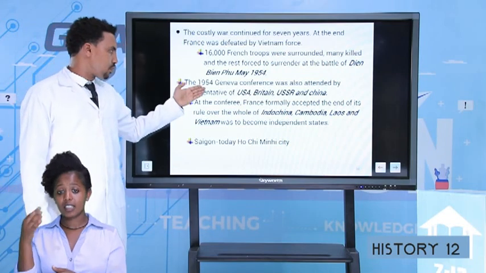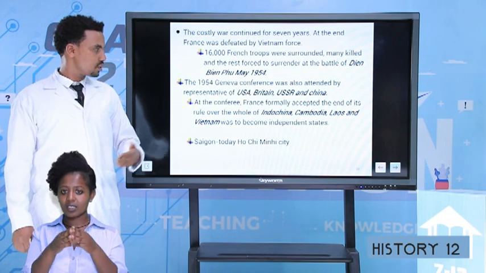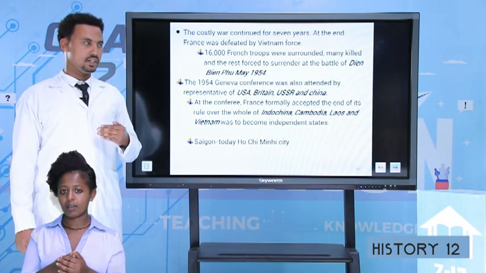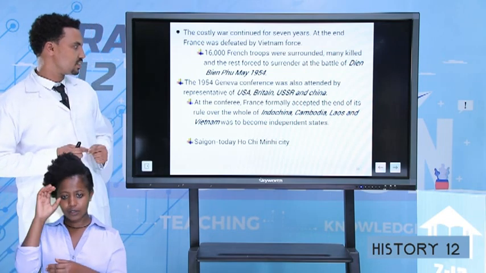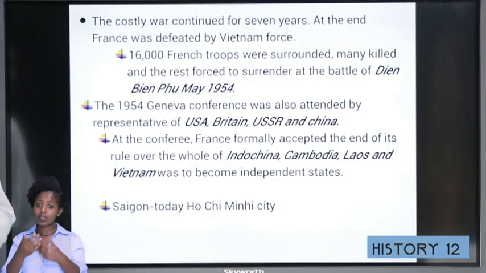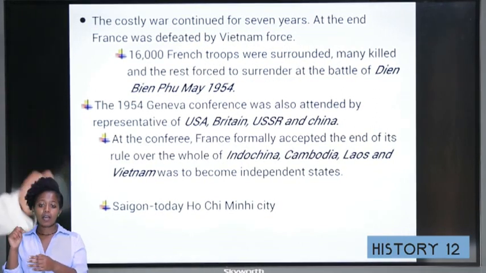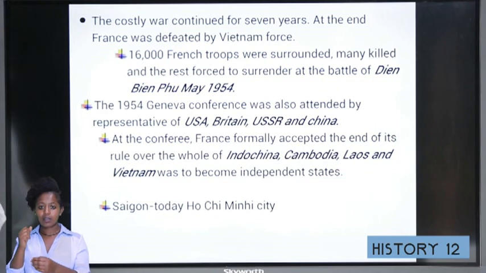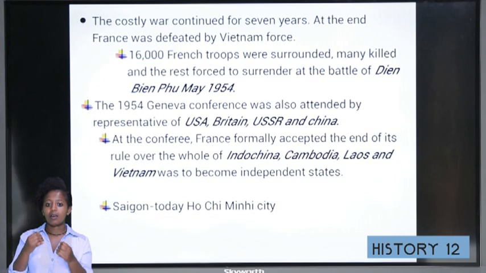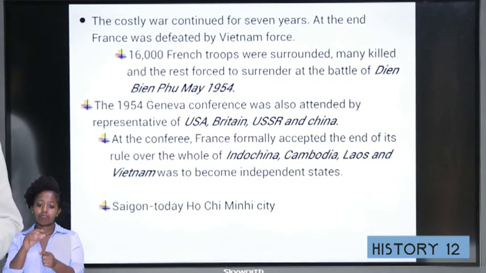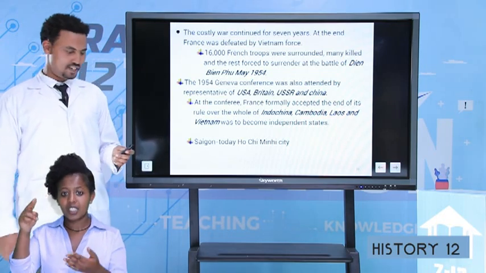In 1954, the Geneva Conference was also attended by representatives of the USA, Britain, USSR, and China. At the conference, France formally accepted the end of its rule in Indochina, including Vietnam, Cambodia, and Laos. Those states became independent. The base of Ho Chi Minh was Saigon. Saigon is nowadays Ho Chi Minh City.